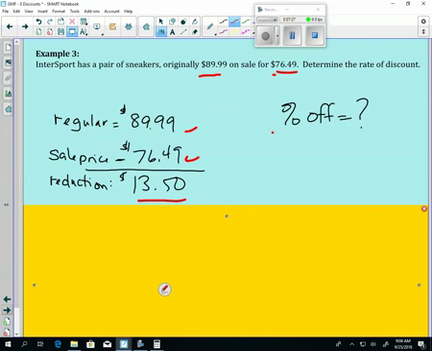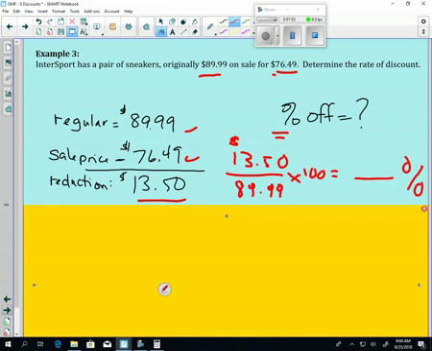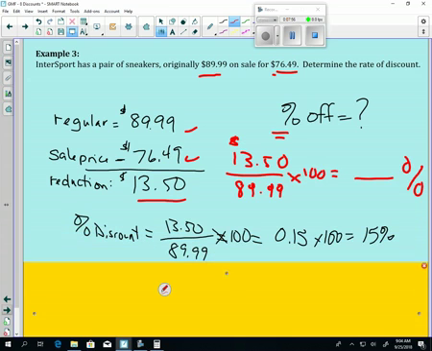How much is that in a percent? Well, I take that reduction, I divide it by the original price, the regular price, $89.99. This is just going to give me a decimal fraction. I multiply by 100 to make the percent. So when I threw that in the calculator and I multiplied it out, I got 15. So the sale price is at a rate of discount of 15%.